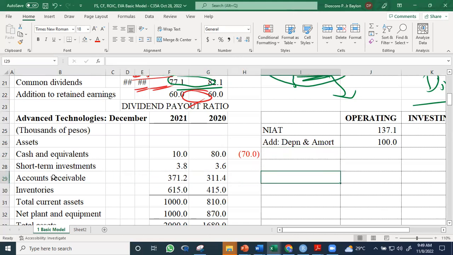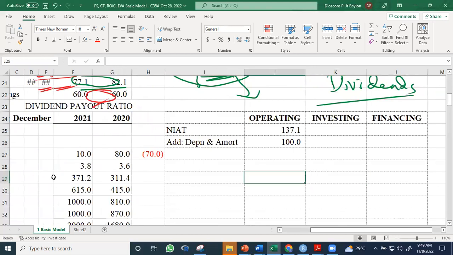AR. Okay, you're correct that this is from operating activity. And then your answer was source of cash, because sales increased, no? So the increase in accounts receivable, which is the difference between the two, will fall under operating and it will be a source of cash. So it should be positive, because it is a source of cash.